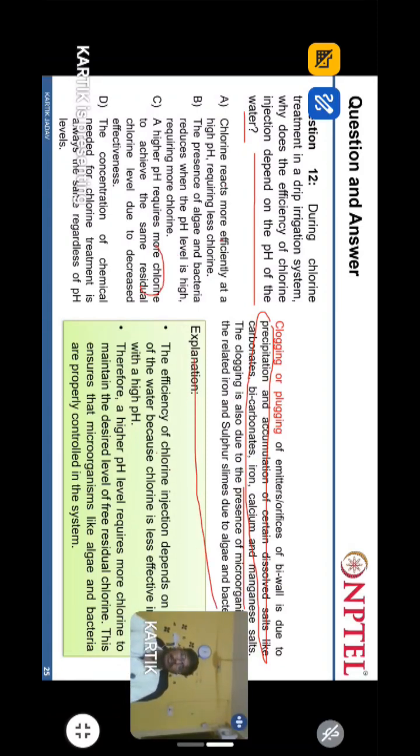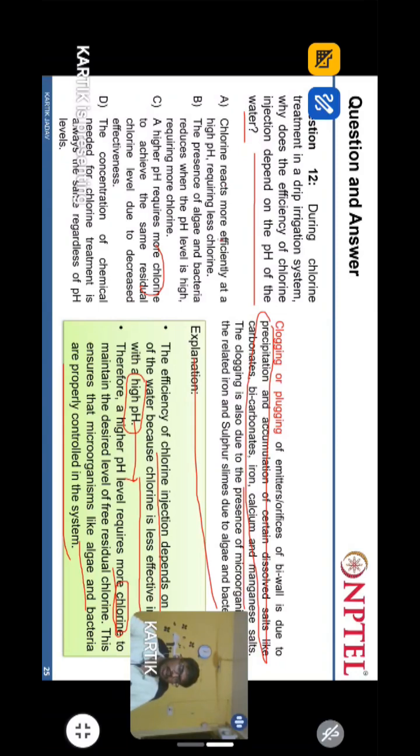Now, the efficiency of chlorine injection depends on the pH of the water, because chlorine is less effective in water with a high pH. It cannot do the proper treatment at a higher pH. Therefore, a higher pH level requires more chlorine, and that ultimately ends up with a higher cost for a particular farm. This ensures that microorganisms like algae and bacteria are properly controlled in the system. So, at higher pH, we need to inject more chlorine, right, to remove the bacteria and algae.